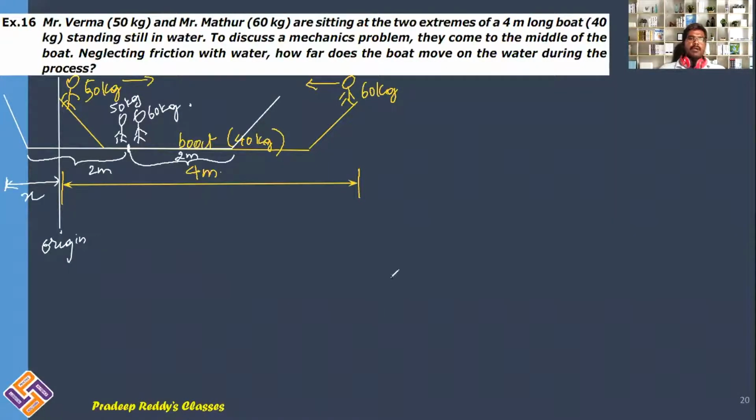Okay, so observe the diagram carefully. Nothing I have done, I have just shifted the boat to the left side by a distance x, and both the people are coming to the center of the boat.